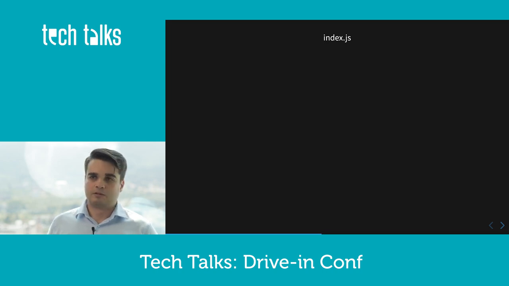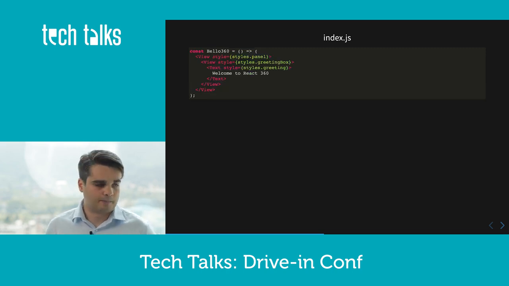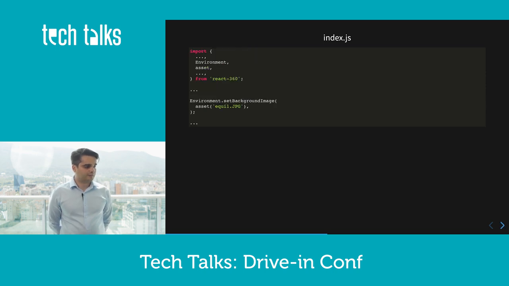Let's look at how this scene is composed. So we import React, and then from React 360 we can import components which are really similar to the components in React Native, if you're familiar with that. We have a text, the Welcome 360 text. We have a view that wraps the text, and we can also use style sheets. AppRegistry is used to register the modules. Here is the Hello 360 component. So a couple of views used for layout, and finally the text we saw.